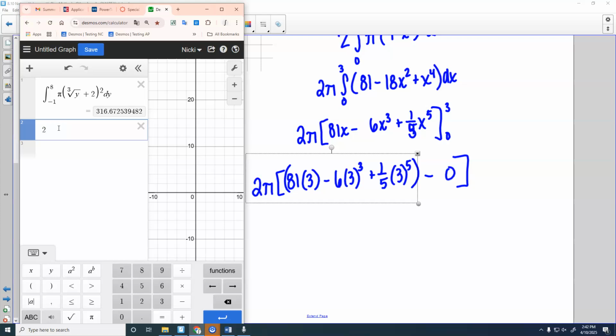I'm going to leave out the pi. Actually, let's go ahead and put pi in there. We're already getting a decimal. And we're getting 814.301.